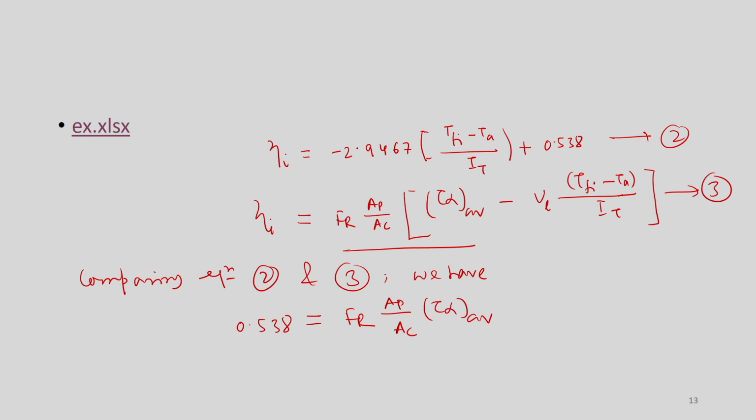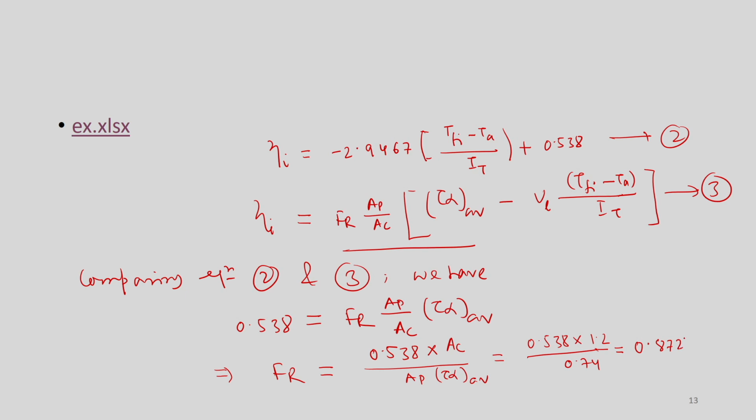So, if we substitute those values, straight away you can calculate what the FR value is. We can simplify FR, which is equal to 0.538 into AC, okay. Then you have AP tau into alpha average. If we substitute those values, AP by AC is 1.2, and tau alpha average value is 0.74, which is given in the problem. If you substitute, then we will get a value of something like 0.8724. Okay. So, FR value is found to be 0.8724, right.